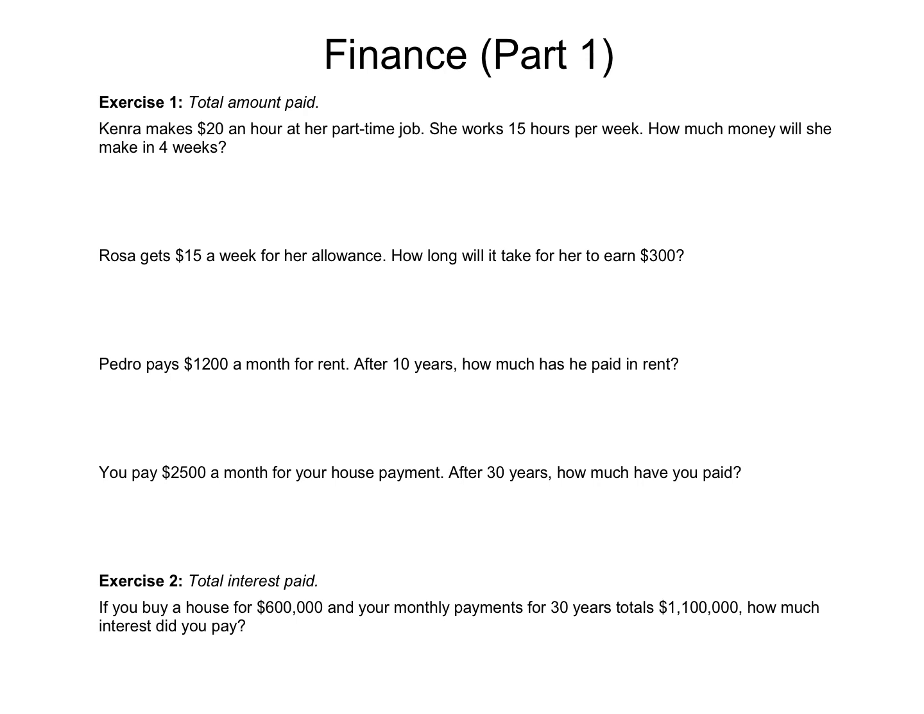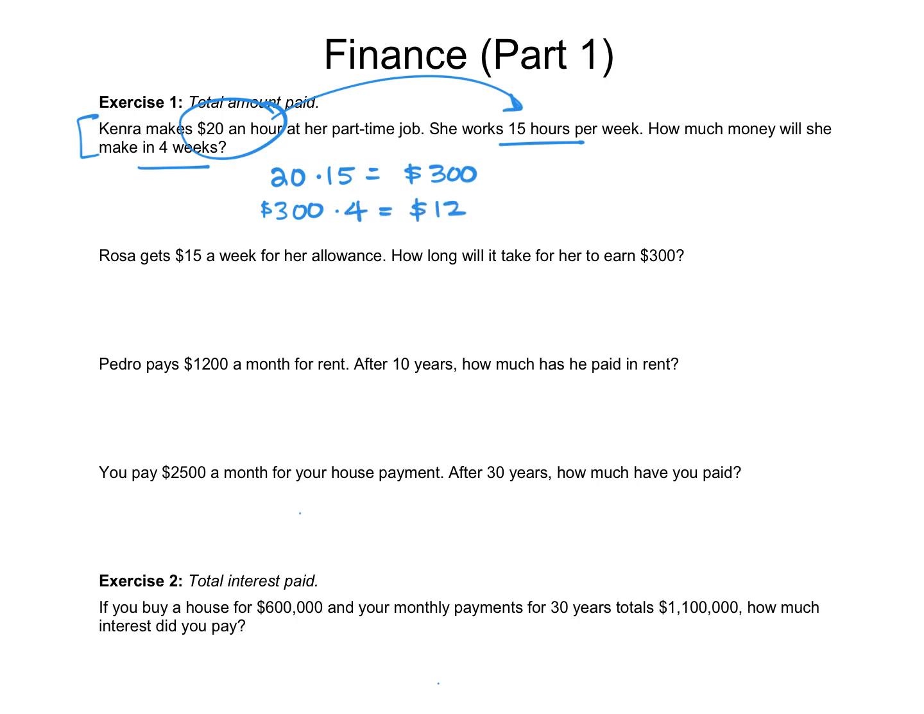All right, so now to double check, it says Kenra makes $20 an hour at her part-time job. She works 15 hours per week. So how much money will she make in 4 weeks? If she's doing $20 an hour for 15 hours in a week, we're going to say 20 times 15, and that's going to be $300. Now she's doing that for 4 weeks, so we take that $300 and multiply it by 4, which means that after 4 weeks, she'll have $1,200.